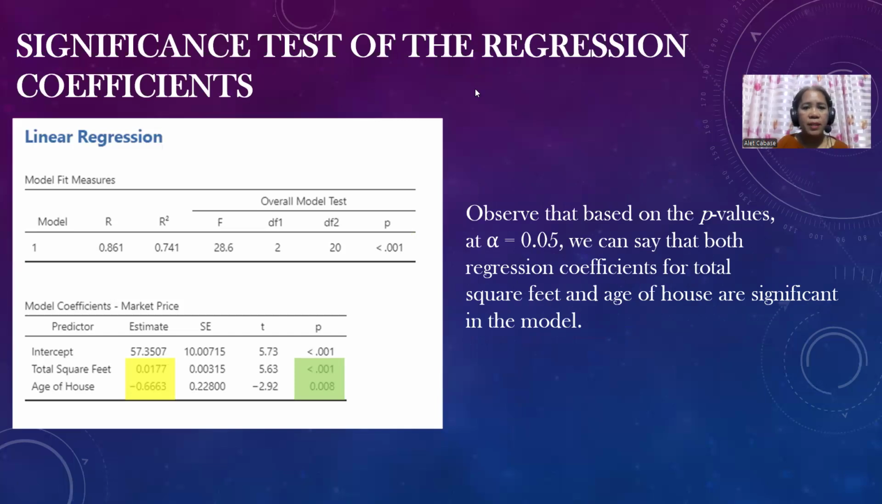Okay, so significance test of the regression coefficients. Observe that based on the p-values at alpha 0.05, we can say that both regression coefficients for the total square feet and age of the house are significant in the model. Okay, since the p-values are lower than 0.05.